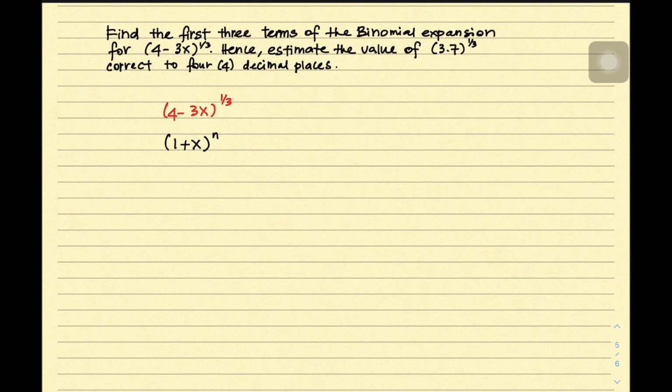Kita kena make sure yang depan ni mesti kena 1, tak boleh 4. Okay, so macam mana kita nak buat? Okay, so kita keluarkan 4 dekat luar. So dalam kurungan akan tinggal 1. Tetapi untuk this part, kita kena bahagi dengan 4. Okay, supaya kat luar ni kuasa dia masih lagi 1/3 lah.